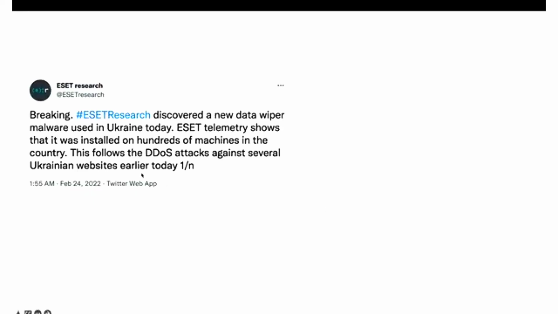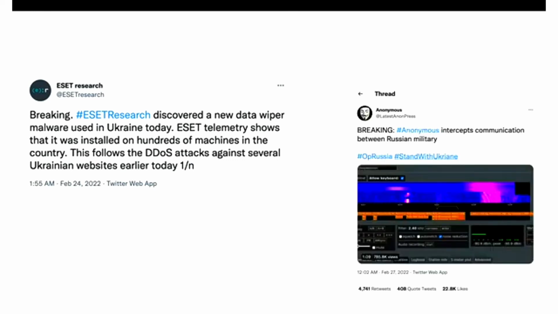Okay, a few days back, ESET Research, which is a company in cybersecurity, reported that there's a new malware which wipes the data of the system. It's been discovered, and it has been installed on hundreds of machines in the country. And what it does, it also uses its capabilities to attack the local websites, so that people can't use them.